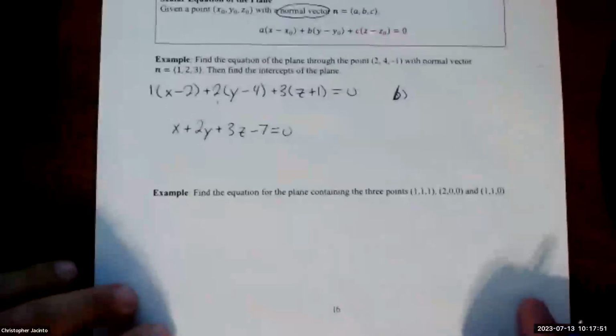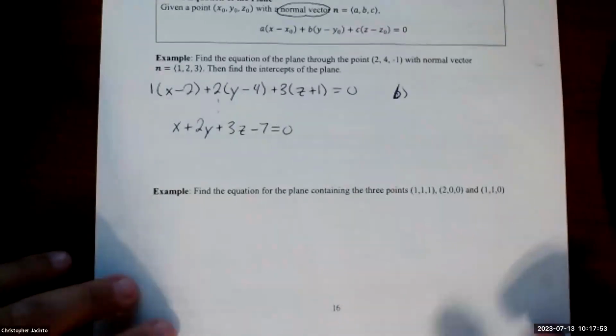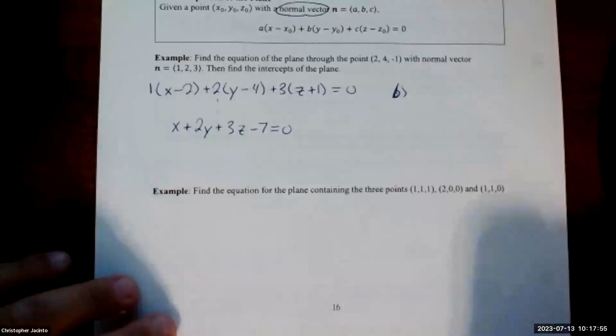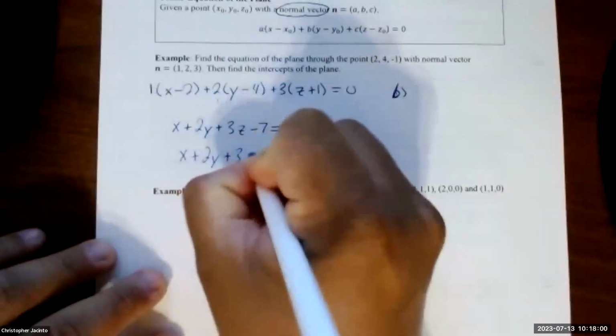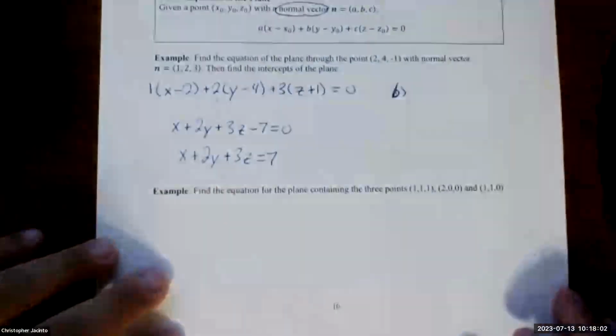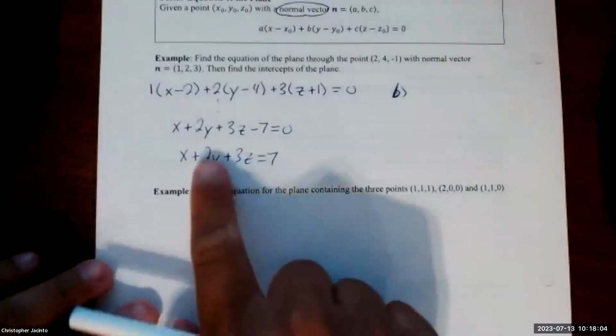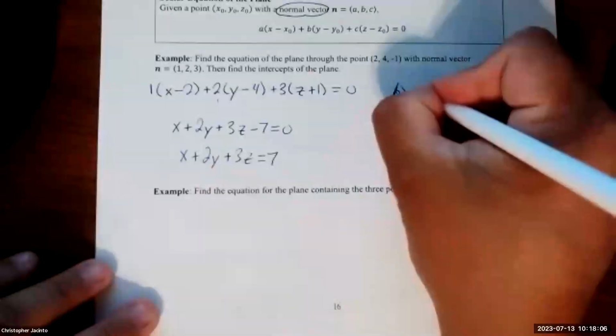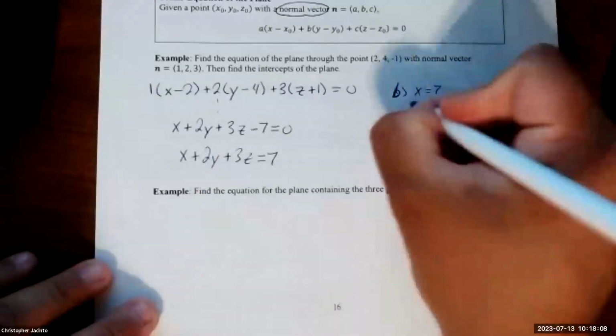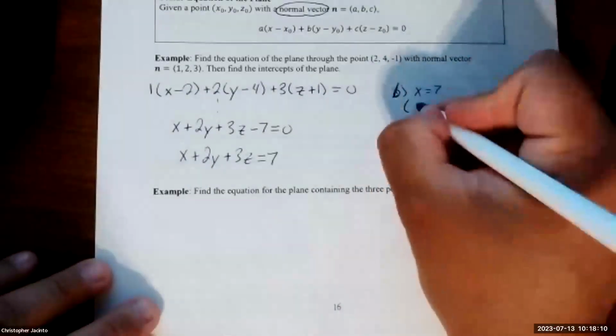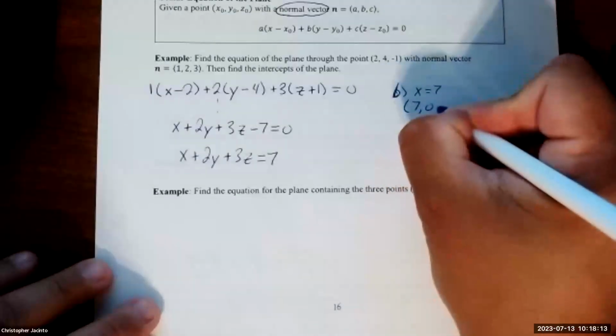Well, that's exactly what we're going to do now. What if z is 0 and y is 0? What does x have to equal? So I'll just bring this to the other side. And if I let y and z be 0, basically they're all gone, we get x equals 7. So our intercept on the x-axis is (7, 0, 0).